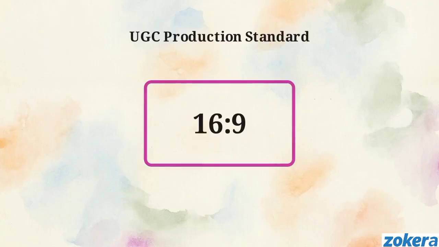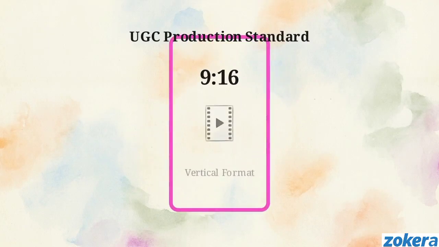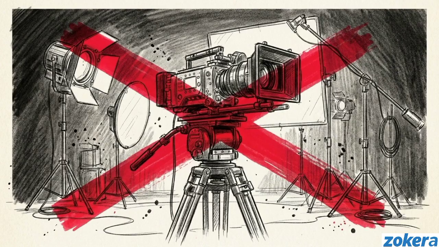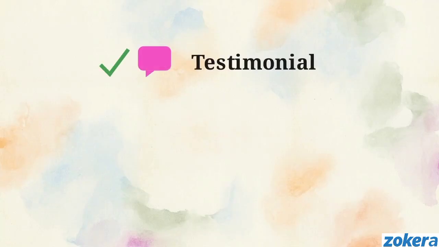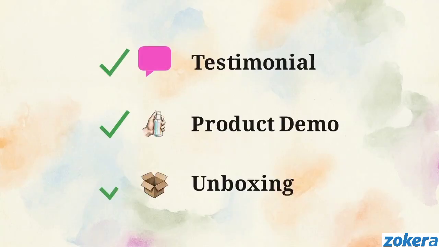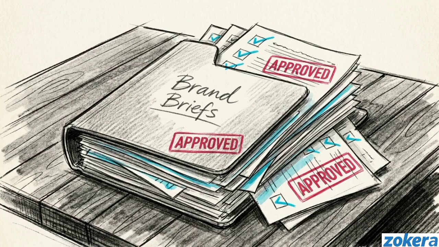Record all of this footage vertically in a 9:16 ratio. Do not try to make it look like a highly produced television commercial. The footage must look authentic, like a recommendation recorded by a friend. If you can comfortably shoot a testimonial, a demo, and an unboxing, you possess the specific skills required to fulfill the vast majority of standard brand briefs.